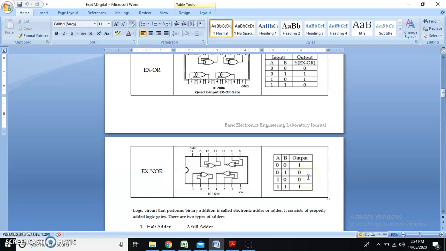So this is how the IC internal structure, truth table and gates, universal and basic logic gates of the digital circuits are. In the next video, using this concept, we will build half adder and full adder.